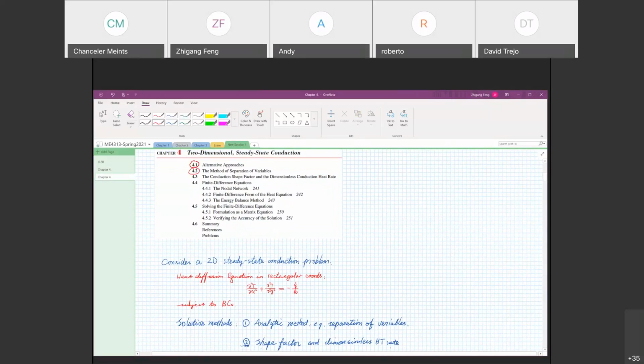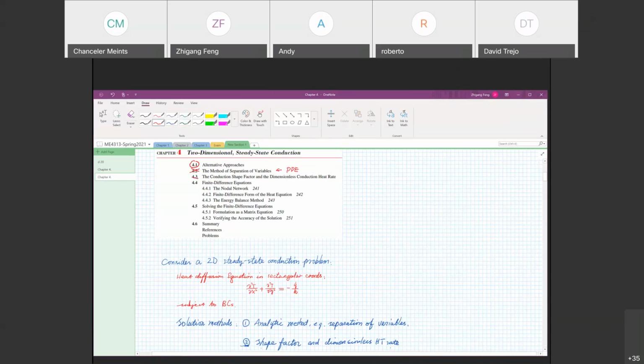4.2, the method of separation of variable. Now this section is about using a differential approach to solve the heat diffusion equation. So this involves the solution of partial differential equation, which is a very complicated topic, and we're not going to cover it. Okay, so we will skip 4.2.